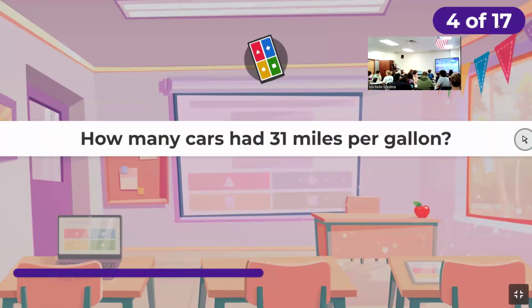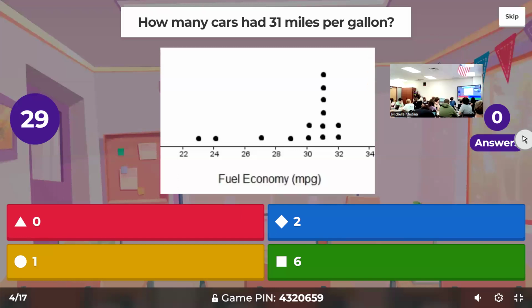All right. How many cars had 31 miles per gallon?